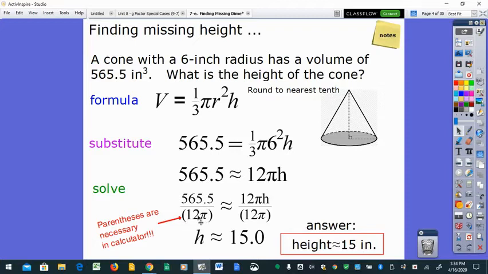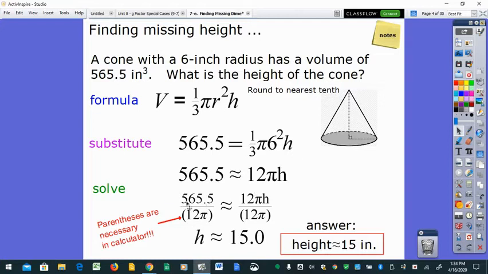So make sure you put those parentheses in. Try that in the calculator, even if you have to pause the video for a second. And please make sure that you see that it is about, if we round to the tenth, 15 inches. And again, your unit is straight units because you're talking about how tall is the cone, not its volume, not how much stuff is in it.